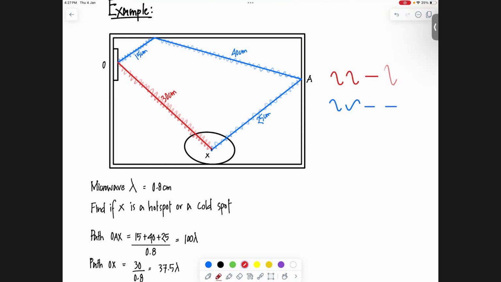But the red path gave us 37.5, which means ওইখান থেকে যখন আসতেছে is like 36, 37, and x যখন reach করছে is just 37.5. পুরো wave reach করে নাই. So when they meet, right, one wave has done its full cycle, the other has done half its cycle. What are they to each other? Completely out of phase, right?